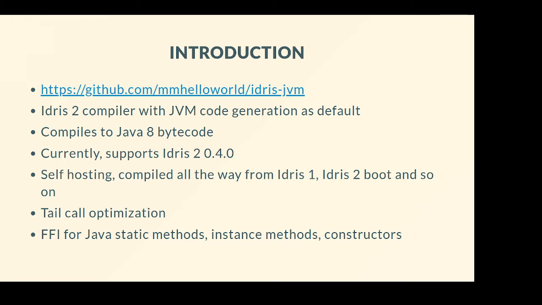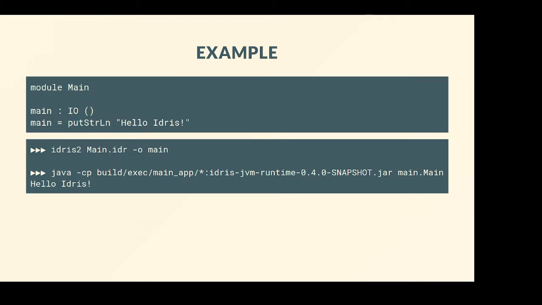The JVM backend currently does tail call optimization. I'm going to speak in detail about that, and it also supports FFI for calling Java methods, constructors, and arrays, for example. All right, so let me start with an example. This is a simple hello world kind of application, so nothing is different from other backends. You compile it usually with Idris 2, passing the file name and then an output file, and that will generate a jar file, and you can run that with the JVM as usual.